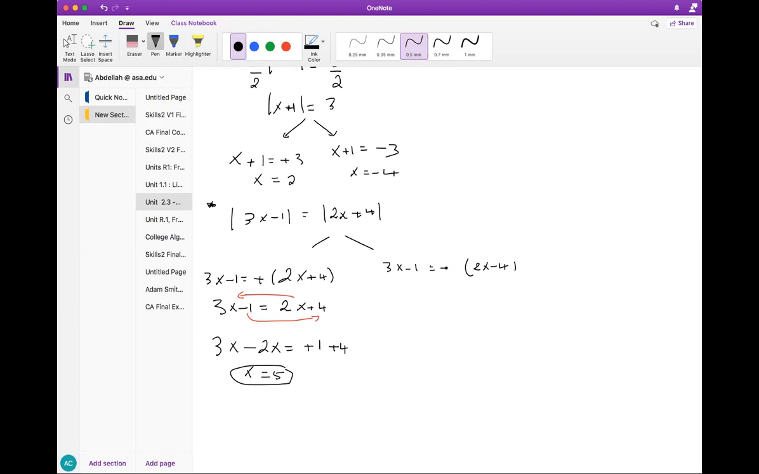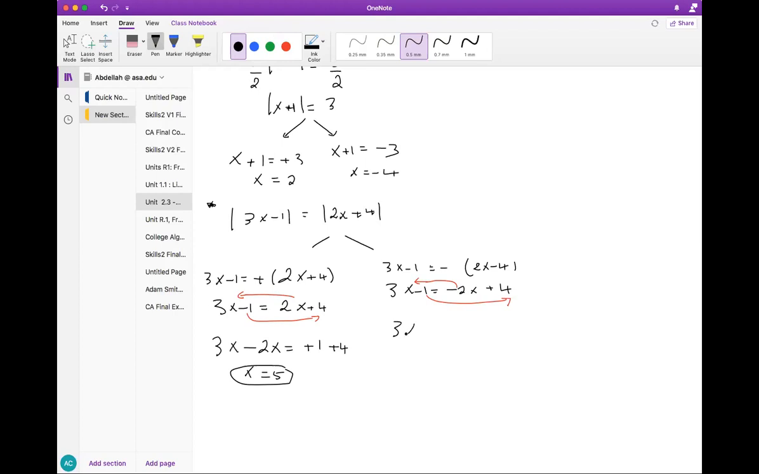This time, be careful, we have a negative, so we're going to distribute that. That will change both of these signs. Here, the plus didn't change anything, but the minus will. Negative 2x and positive 4. And again, we're going to move the negative 2x over, negative 1 to the other side.